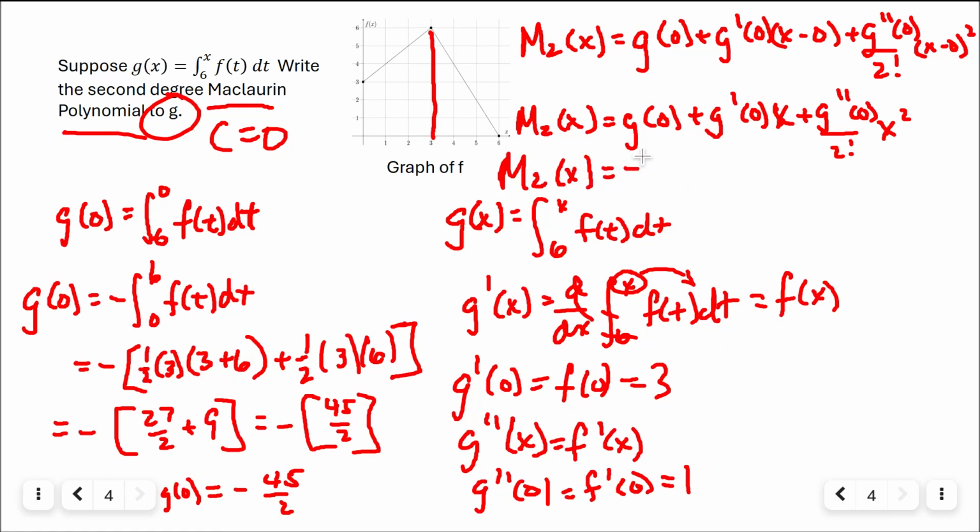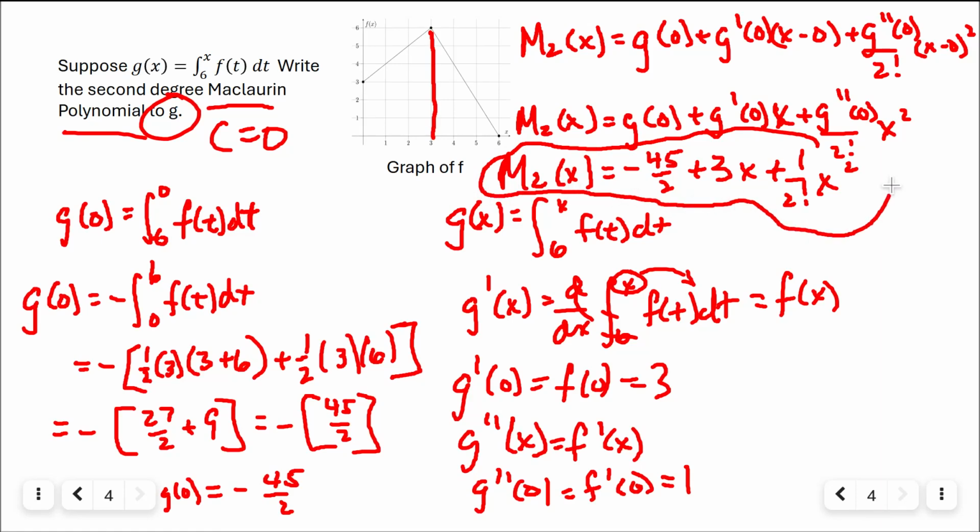My Maclaurin polynomial is negative 45 over 2 plus 3x, g prime of 0, plus 1 over 2 factorial x squared. And that's the correct answer. Okay? And that's it. That's how we find a Maclaurin or a Taylor polynomial and use the formula in a given scenario to write the equation.